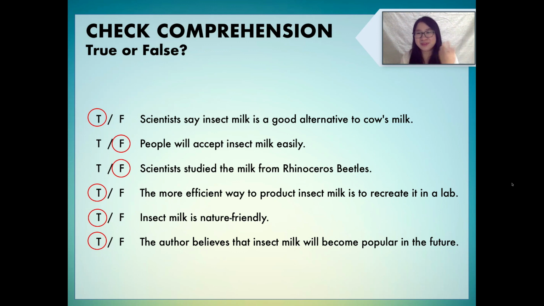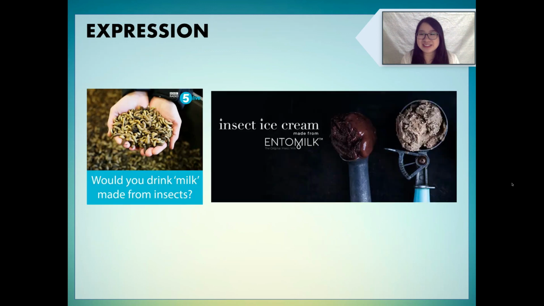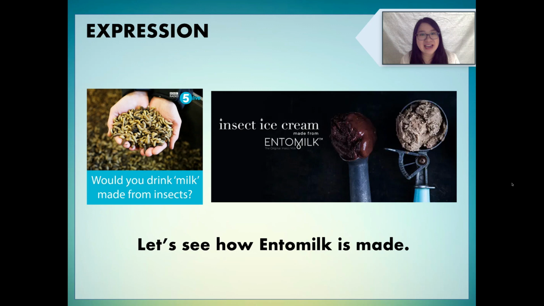Okay, so now we know all about cockroach milk, but how do we really make it? The article talks about the difficulties of making insect milk. Well, let's take a look at that company that uses it right now. Remember the chocolate ice cream that you looked at before? This company uses Ento milk to make their chocolate ice cream. Let's take a look at how it's made.